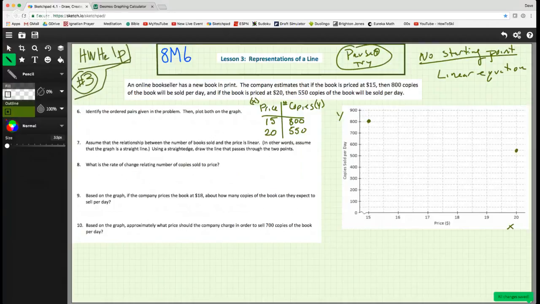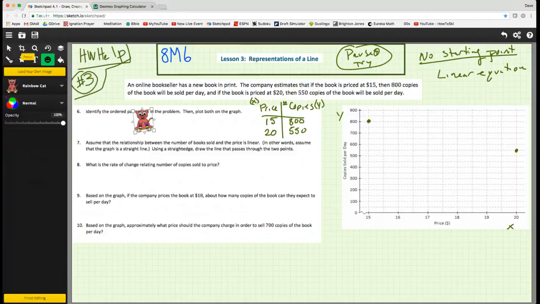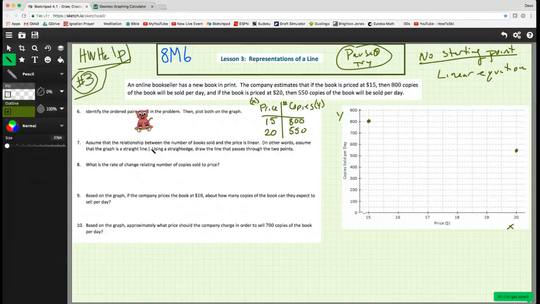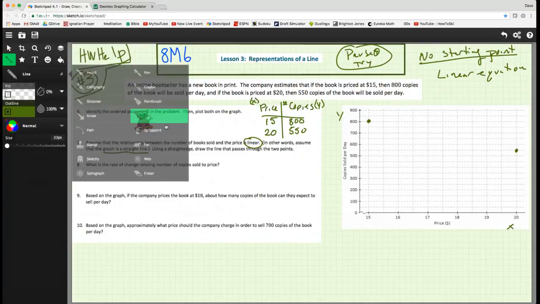Okay. So now we've plotted both points on the graph. Happy cat for that problem. Assume the relationship between the number of books sold and the price is linear. In other words, assume that the graph is a straight line. So let's draw a line that passes through these 2 points.